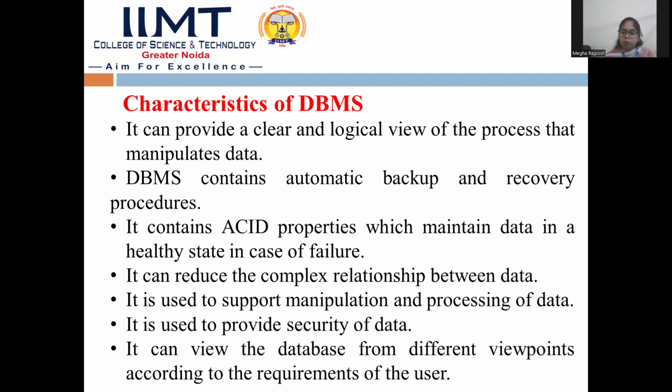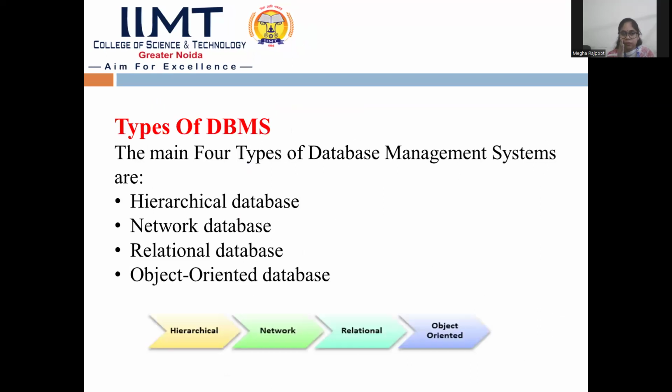It can reduce the complex relationship between data. It is used to support manipulation and processing of data. It is also used to provide security of data, and it is also used to view the database from different viewpoints according to the requirement of the users. There are some types of DBMS like hierarchical database, network database, relational database, and object-oriented database.